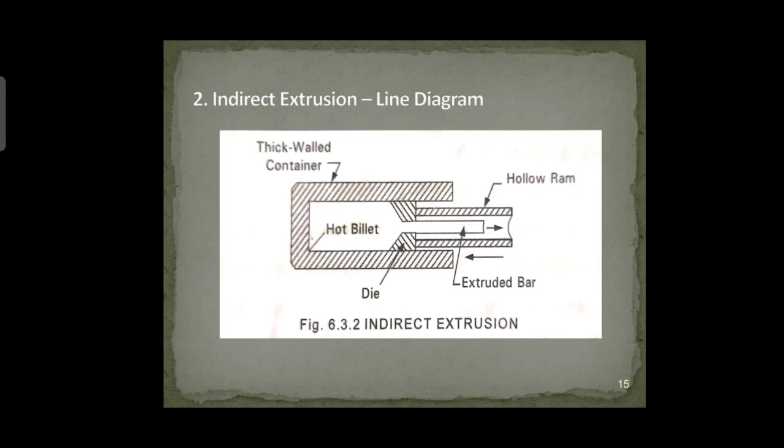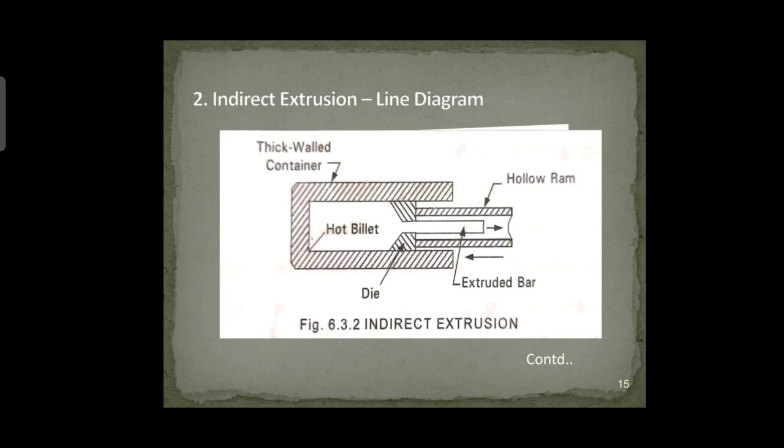And you observe in the container there is a hot billet. So whenever you are pushing this ram from right to left, you can see the hot billet is coming through the die towards the right. So there is an opposite direction. The ram is moving from right to left. In this extrusion, the die is forced into the material. You can observe the change when compared with the previous extrusion process, the direct or forward extrusion.